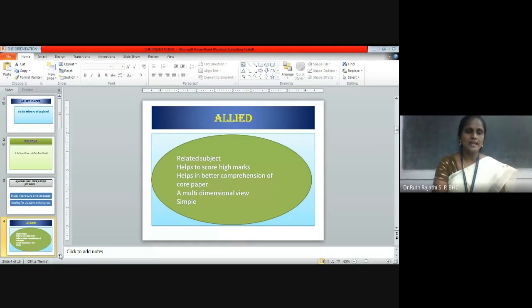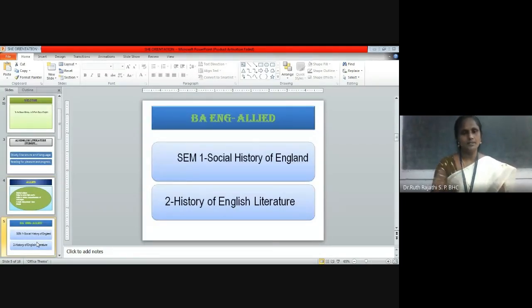Moving to the next aspect, this is the first year, you know. In the first year, you have two allied papers. In this semester, the first allied paper is Social History of England, and in the second semester of the same year, what is the allied paper? History of English Literature. I want you to think about the role of history coming into literature. This is how the syllabus is framed. Why do we have history even in the first semester? Because unless you know the historical details of that particular country, you cannot understand the works prescribed for you. So what is the allied paper in the first semester? This semester we are going to study Social History of England.